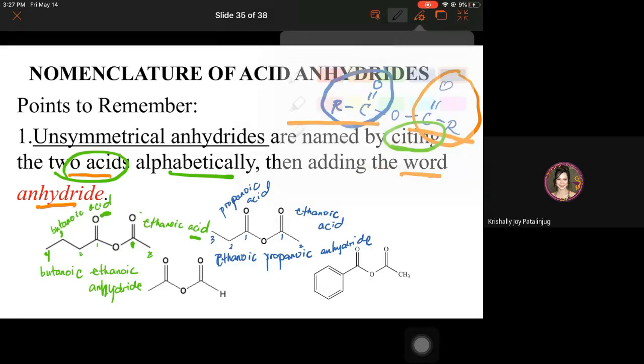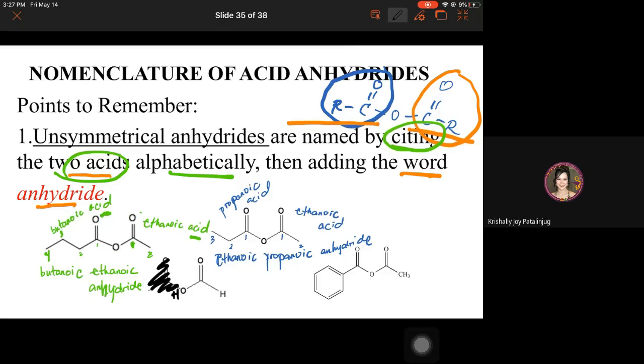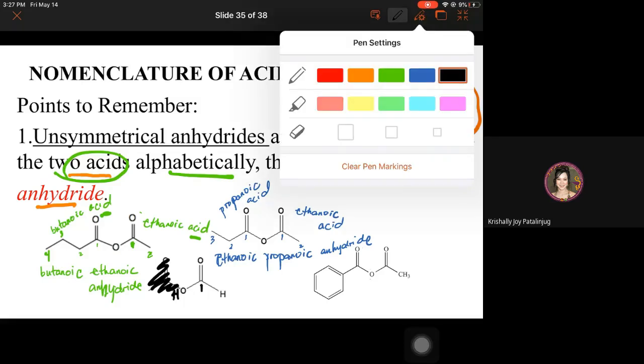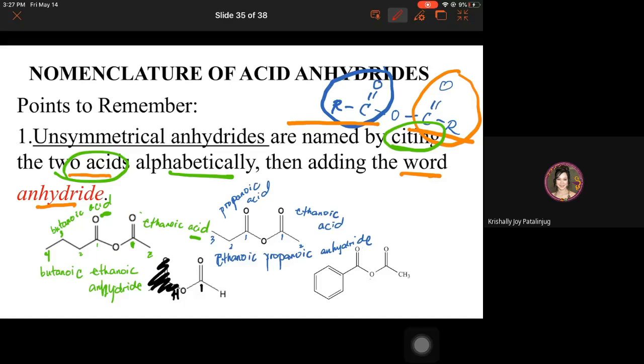What about this one? Let's say, I'll erase this. What is this carboxylic acid? There is only one carbon, carbon 1. What suffix? Type in your answer. If there is only one carbon, what is that prefix? Methane, right? From methane, change the ending E to oic. So this is the methanoic part. Methanoic acid.